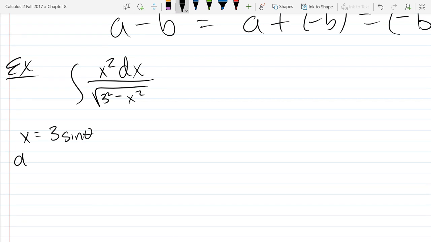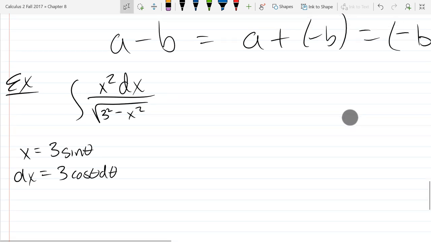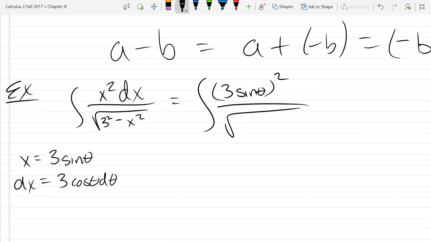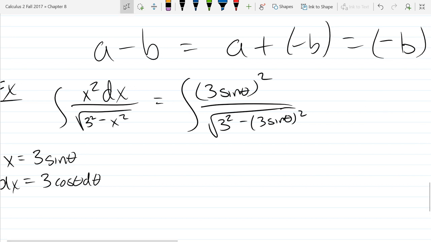All right, so I need a dx, of course. So derivative of sine is cos. So dx is 3 cos theta d theta. We can go ahead and make those subs now. X squared is now 3 sine theta squared divided by square root 3 squared minus 3 sine theta squared. And dx turns into 3 cos theta d theta.